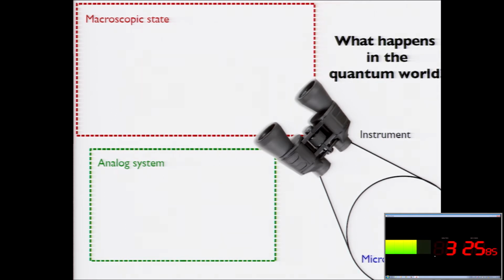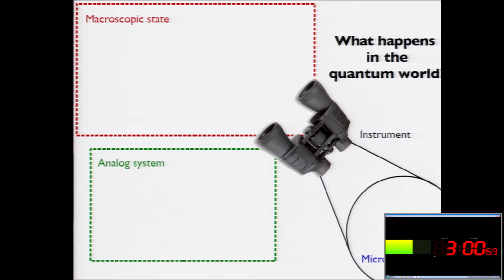So the idea is that we have a macroscopic state, which is the equivalent of the flock of birds. Then we look at it with some instrument, which we have to identify, to see what happens to the microscopic elements in this global state. And maybe if we cannot make sense of what we are seeing, we need some analog system to see and explain what is happening.